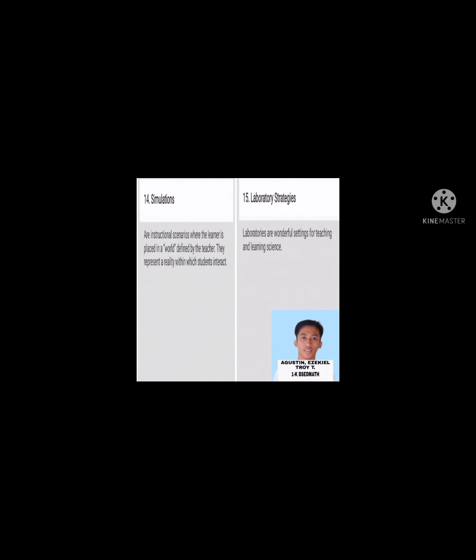Number 14, simulations. Simulations are instructional scenarios where the learner is placed in a world defined by the teacher. A kind of activity wherein they are brought outside the four corners of the classroom. Number 15, laboratory strategies. Laboratories are a wonderful setting for teaching and learning science. So this strategy is most applicable in the field of science.